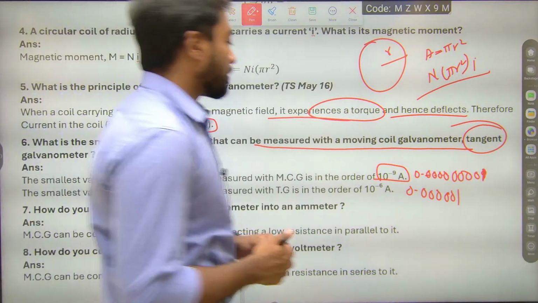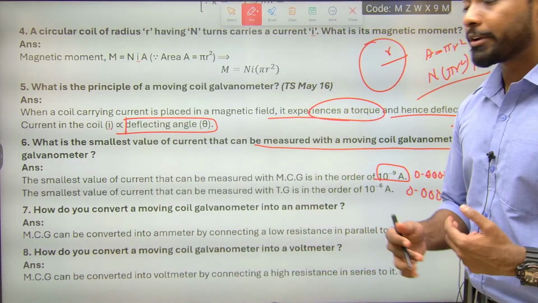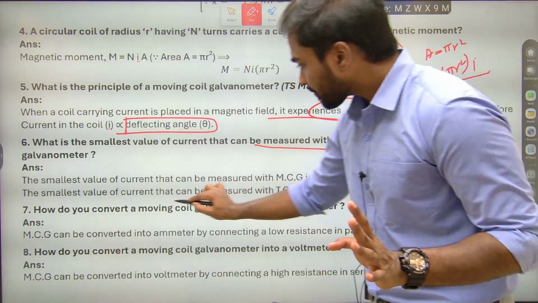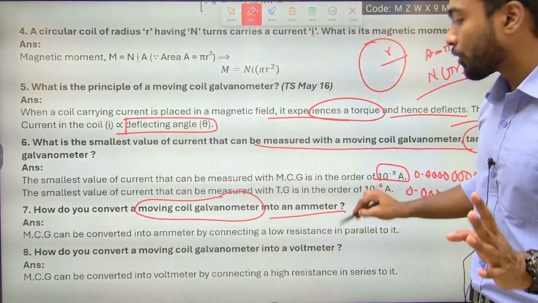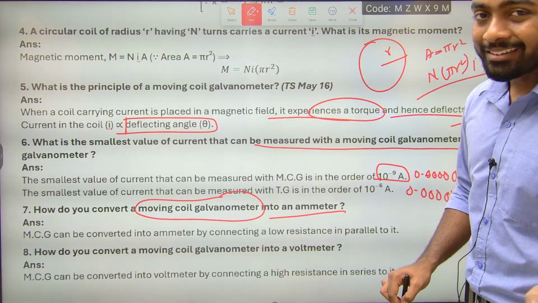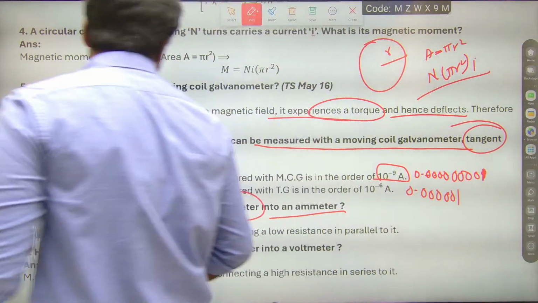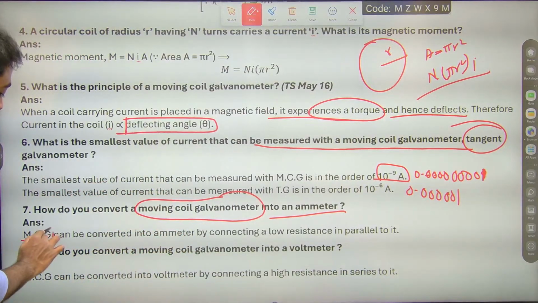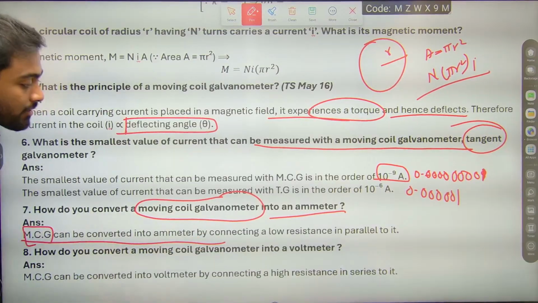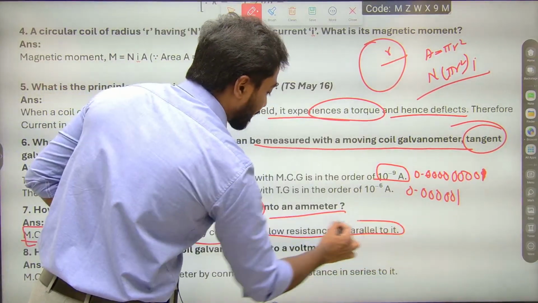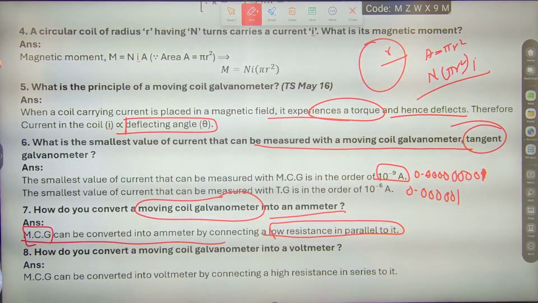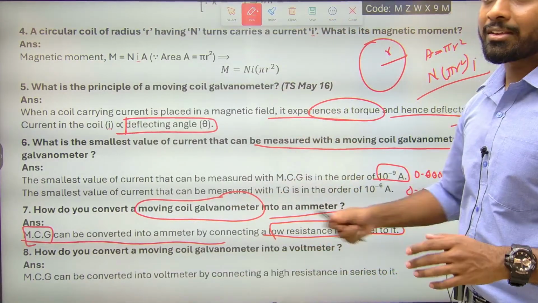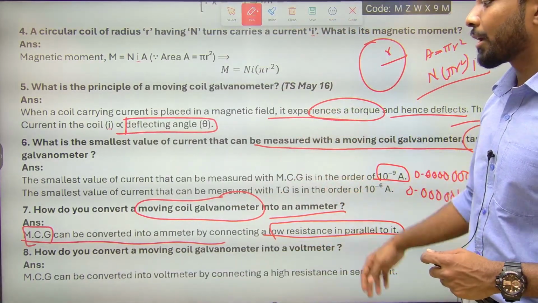How do you convert a moving coil galvanometer into an ammeter? Just by connecting a small resistance, a low resistance, in parallel. So a moving coil galvanometer can be converted into an ammeter by connecting a low resistance in parallel. So this is about these questions, you can take a look at them and we can go for the next set of questions.